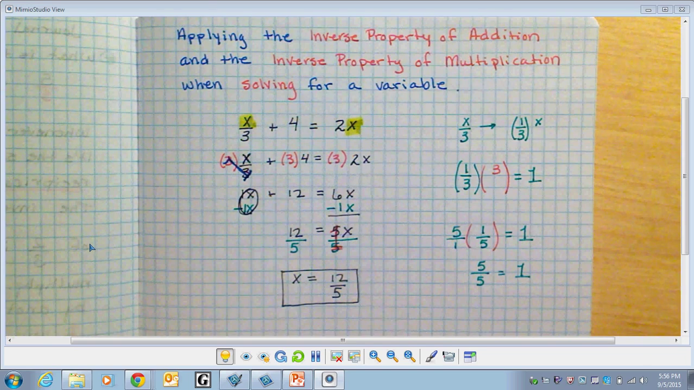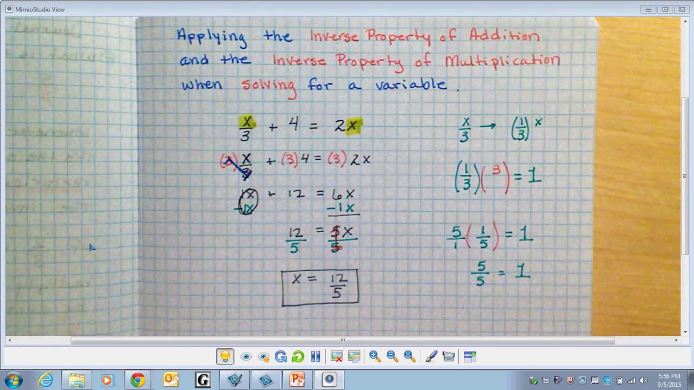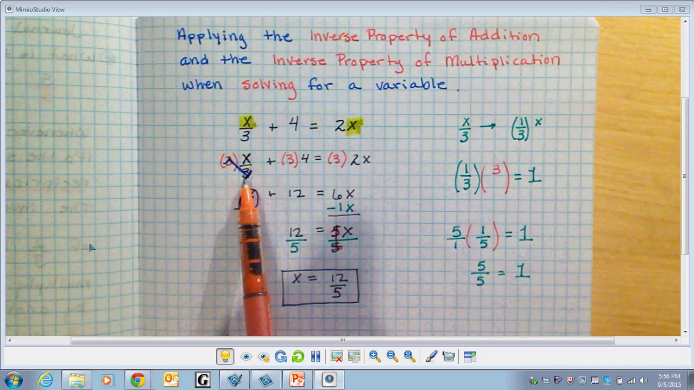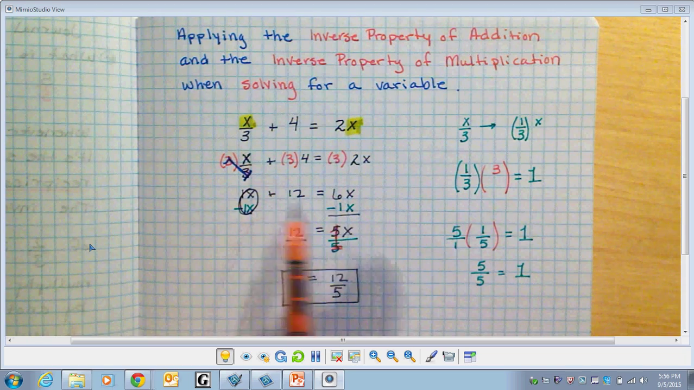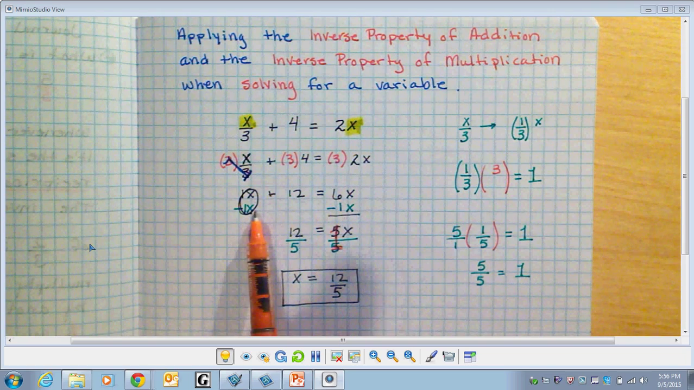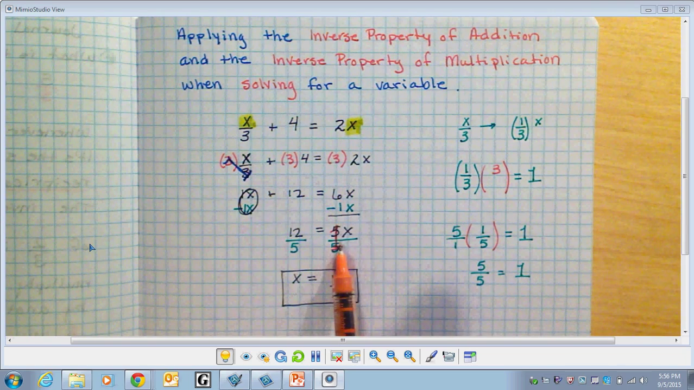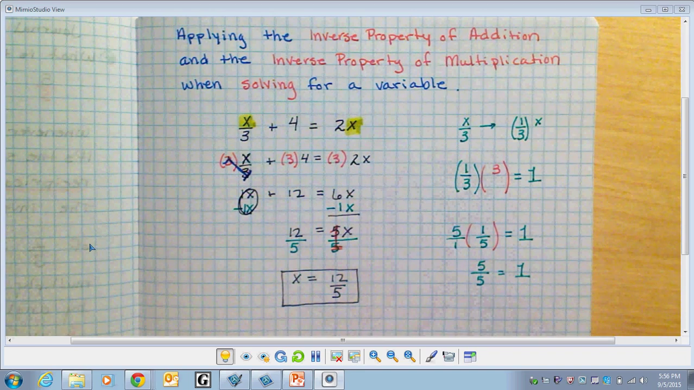So let's just review some of the things that happened here. The first thing I did here was the inverse property of multiplication. Then what did I do? I did the inverse property of addition. Then I did the inverse property of multiplication again. So you can see how our inverse property undoes things for us so that we can get the variable we want by itself.